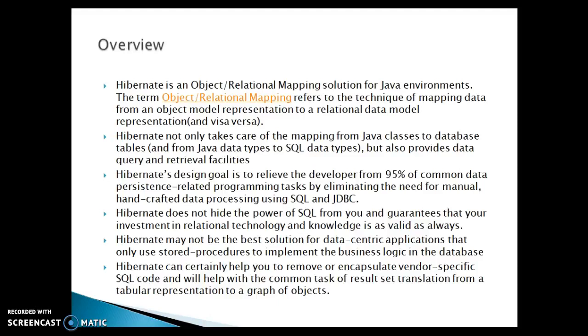Let's have a first overview. Working with object-oriented software and relational databases can be cumbersome and time-consuming. Developer costs are significantly higher due to the paradigm mismatch between how data is represented in objects versus relational databases. Hibernate is an object relational mapping solution for Java environment. The term object relational mapping refers to the technique of mapping data from an object model representation to a relational database data model representation and vice versa.